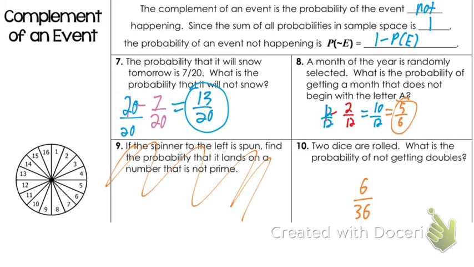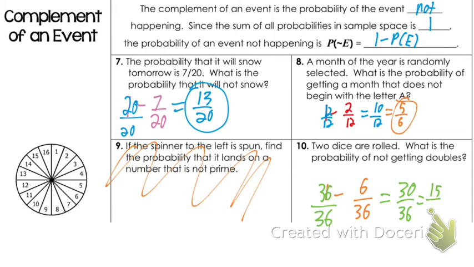So to figure out the non-doubles, you take 1 minus the doubles. Because either it's a double or it's not. There's no in between. So you make it 36 over 36. And what's 36 minus 6? 30 over 36. And did that simplify? Yes.